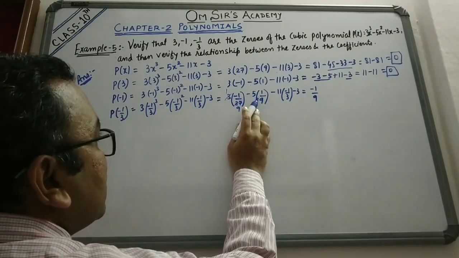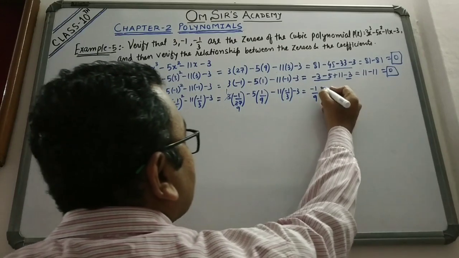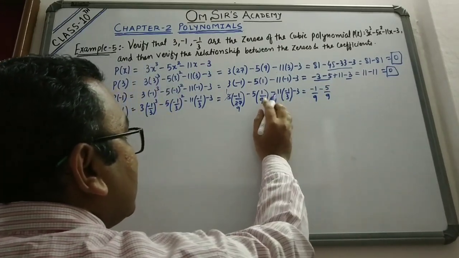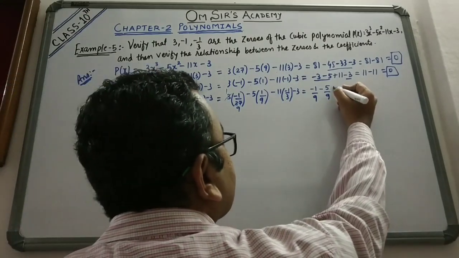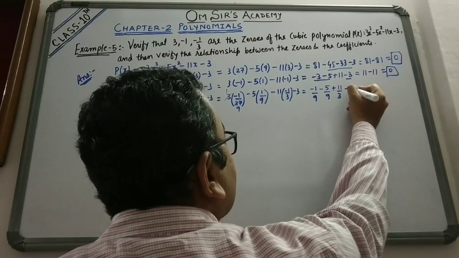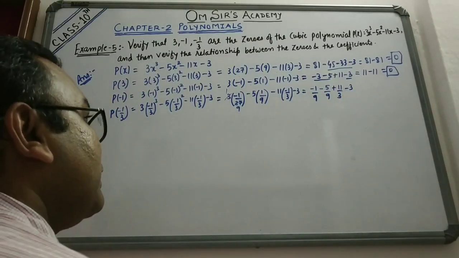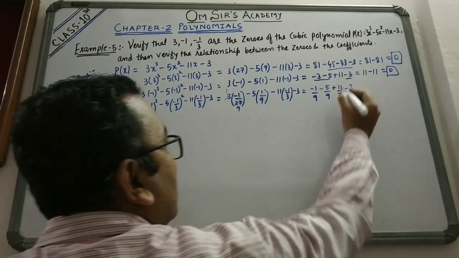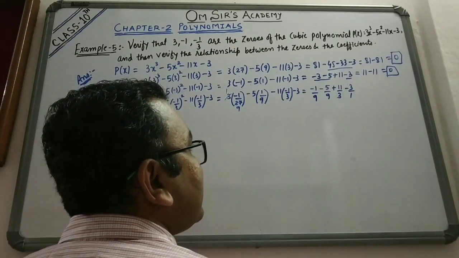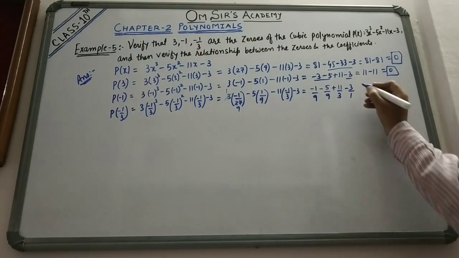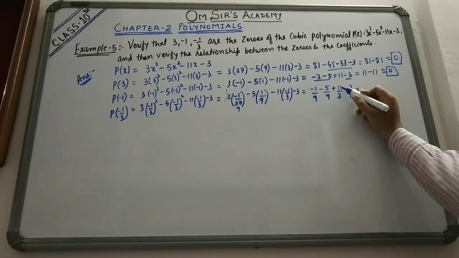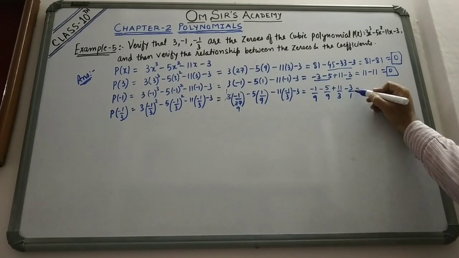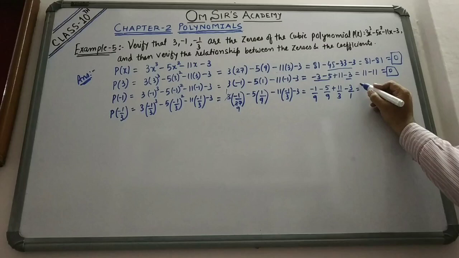Then minus 5 into 1 upon 9 is minus 5 upon 9. Then minus 11 into minus 1 is minus minus, which will be plus, so plus 11 upon 3. And minus 3 will be minus 3. Is it clear? So if we want to add all this, what I need to do is make the LCM same. Okay, this will be equal to what? If I multiply 3 over here, it will be 11 upon 3 into 3, and here I have to multiply 9. So it will be what?